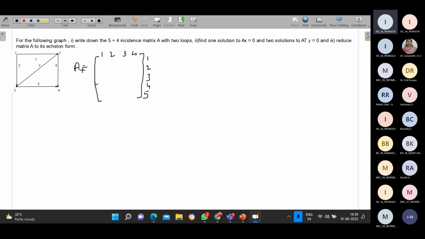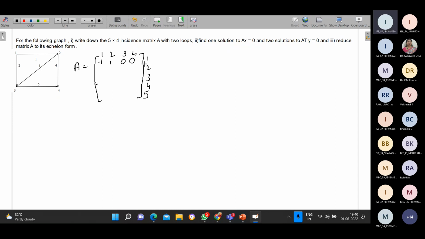So first we'll take the first edge. You can see the first edge here. For edge 1, 2 nodes are connected. For node 2, it is an incoming edge. For node 1, it is an outgoing edge. For outgoing, what we have to put? We have to put -1. For incoming edge, what we have to put? +1. For 3 and 4, edge 1 is not connected, so we will put 0 and 0.